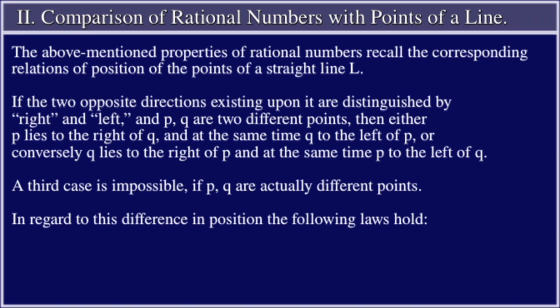The above-mentioned properties of rational numbers recall the corresponding relations of position of the points of a straight line L. If the two opposite directions existing upon it are distinguished by right and left, and P and Q are two different points, then either P lies to the right of Q, and at the same time Q lies to the left of P, or conversely, Q lies to the right of P, and at the same time P to the left of Q. A third case is impossible if P and Q are actually different points.